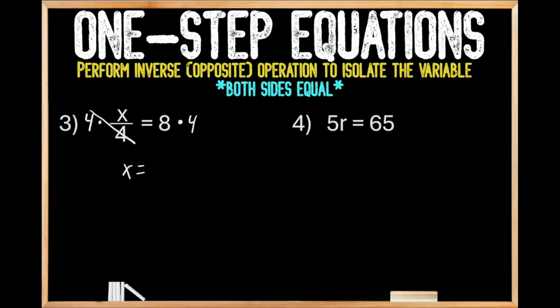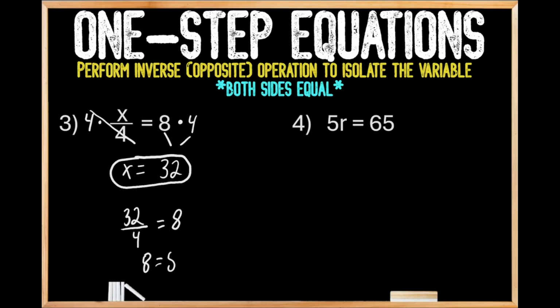And then for the right-hand side, we're going to be multiplying 8 times 4, which we know gives us 32. So x is equal to 32. And we are going to double check this just to make sure that we have the correct answer here. So we have 32 for a value of x being divided by 4 equals 8. And when we divide 32 by 4, we get 8. And since both sides of this equation are equal, it means that we have the correct answer. X is equal to 32.